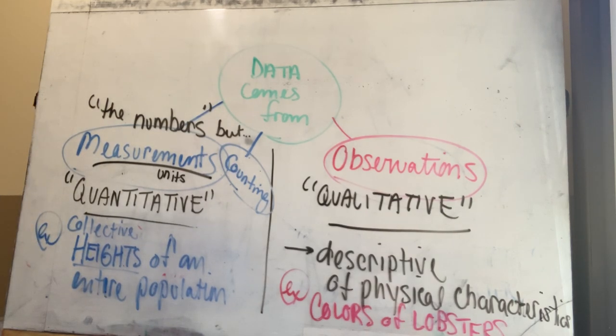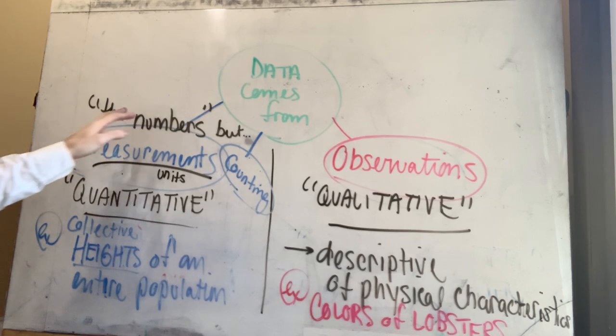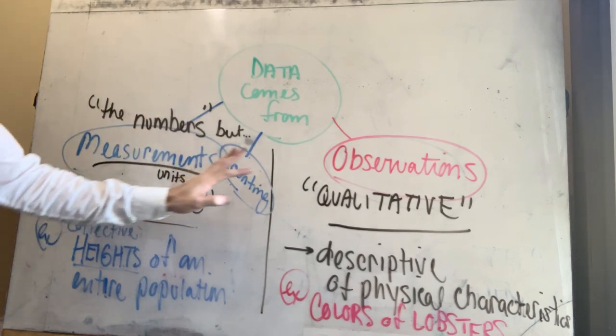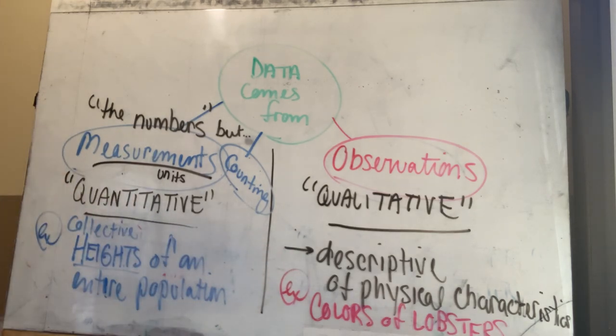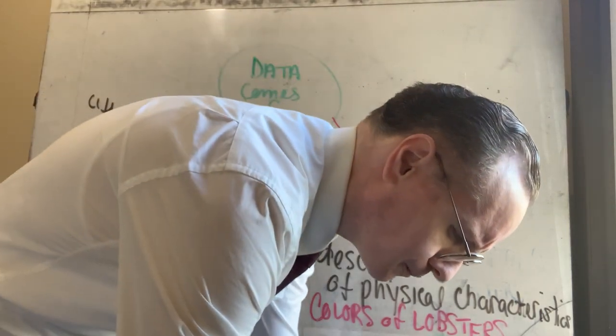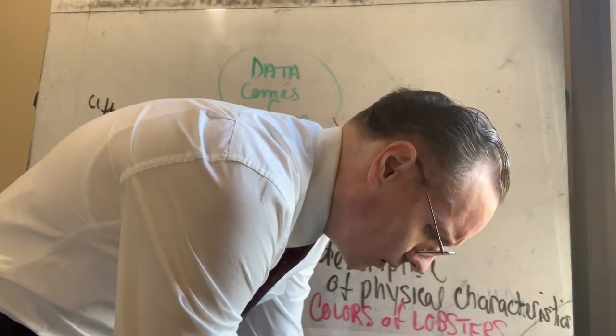For right now, again, associate the phrase quantitative with measurements, at least measurements, the numbers portion of this, and qualitative with a description of something. All right. Okay.